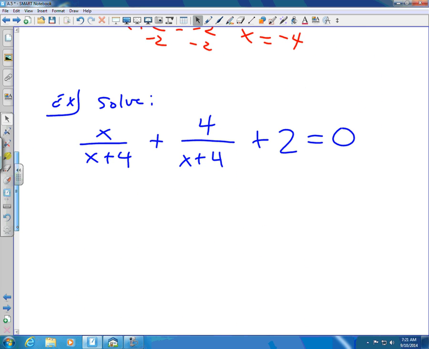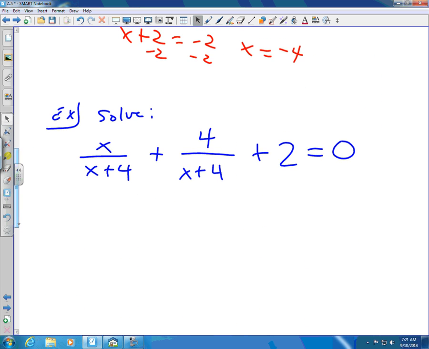All right, let's try this example. Here's another rational equation to solve. In this case, it looks to me like the least common denominator for this problem would be x plus 4. So instead of trying to get every single fraction here to have x plus 4, since it's an equation, we're allowed to take both sides of the equation and multiply by x plus 4.